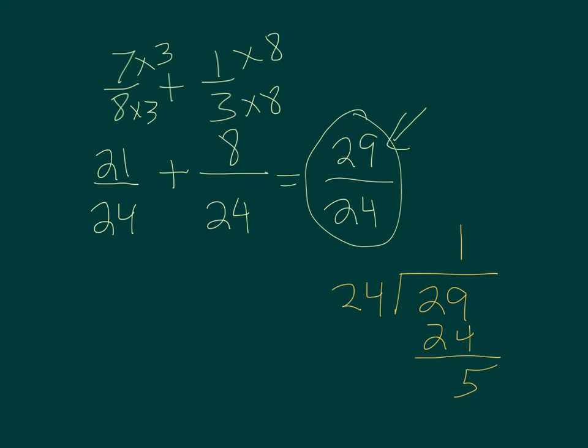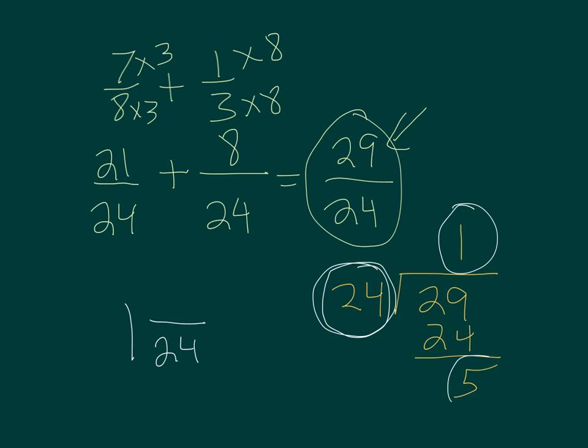Now I'm going to put everything together. So I'm going to start out with my whole number, which is 1. What am I dividing by? 24. So that number goes on the bottom. What's my leftover piece? 5. So that goes on the top. And my answer is 1 and 5/24.